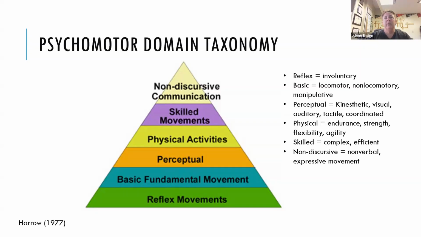And then you've got your skilled movements, which are mostly put into sport. So being able to hit a curveball that's being delivered to the plate, to a batter on a 3-2 count. And then the non-discursive communication is the top apex here. This is nonverbal expressive movement. A lot of times you get this in dance or interpretive skills. So that's what the psychomotor domain looks like. So now you've got sort of a taxonomy for all three domains of learning.